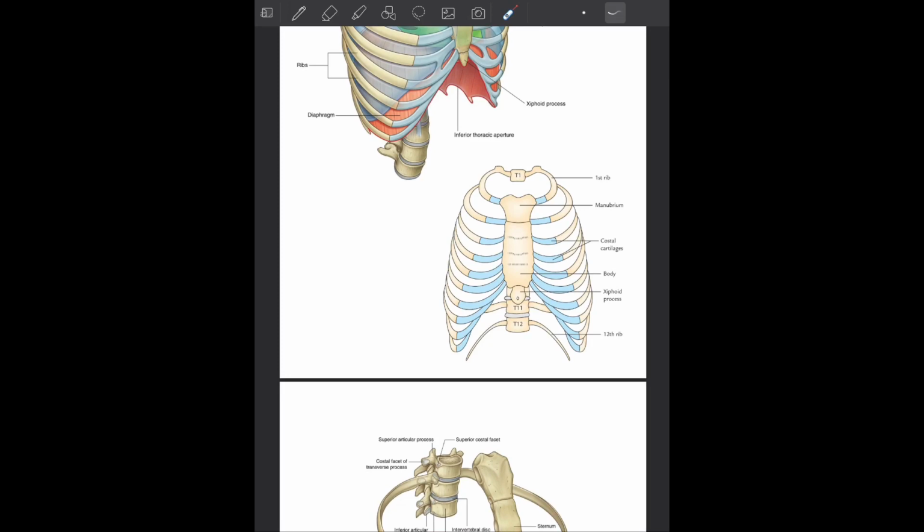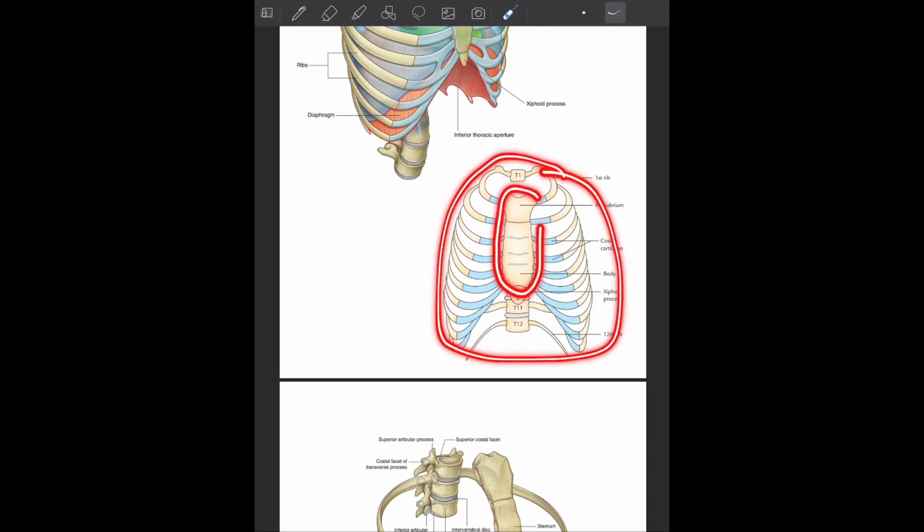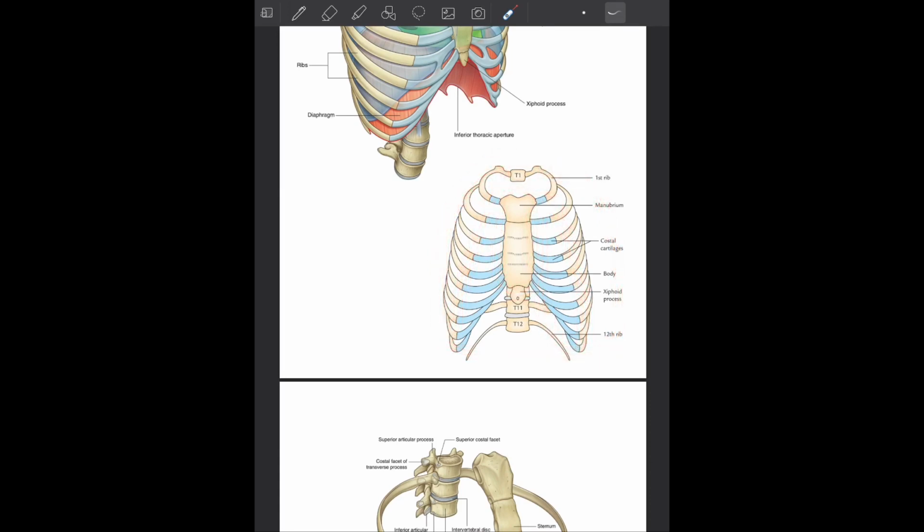The thoracic cage is formed anteriorly by sternum, also known as breastbone, and posteriorly by 12 thoracic vertebrae and intervening intervertebral disc. Laterally on each side by 12 pairs of ribs and associated 12 pairs of costal cartilages, the blue part. Let me show that in a 3D animation.